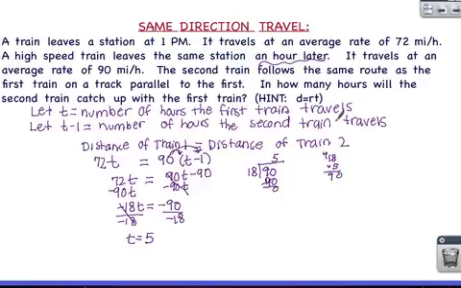The second train, which traveled for t minus 1, would be 5 minus 1, or 4 hours. So the question is, in how many hours will the second train catch up with the first train? Well, it would catch up 5 hours after the first train travels. Since the first train leaves at 1 p.m., we can say that they'll catch up at 6 p.m.